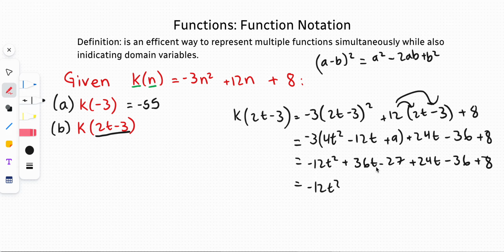We look for our t's, which we have 36t and 24t. So it's going to be plus 60t. And then we have -27 minus 36 and positive 8. That's going to be, similarly to part A, -55, right? So this is going to be our answer.